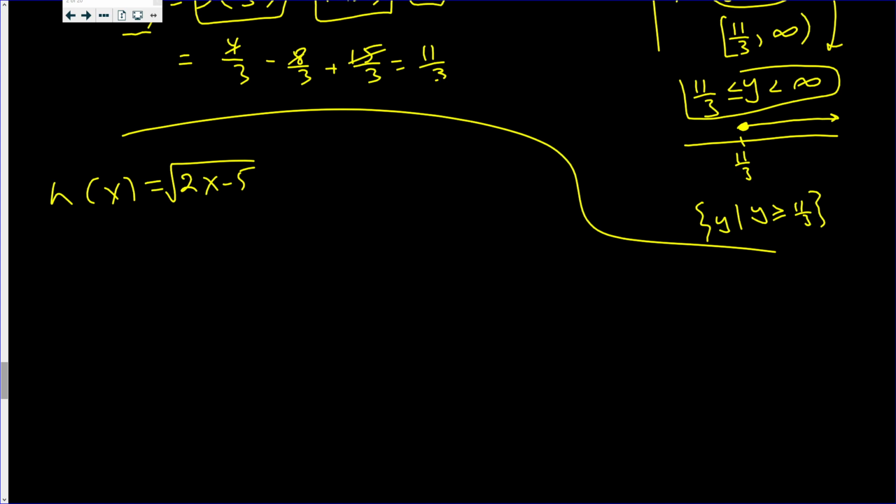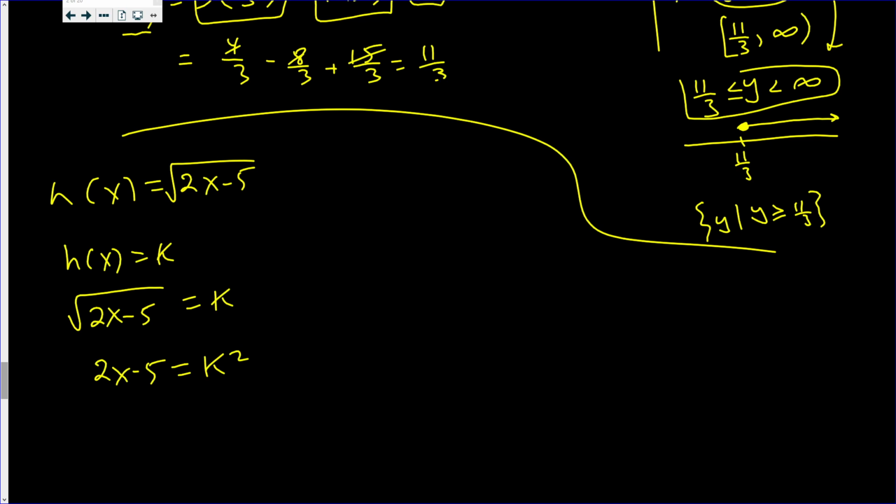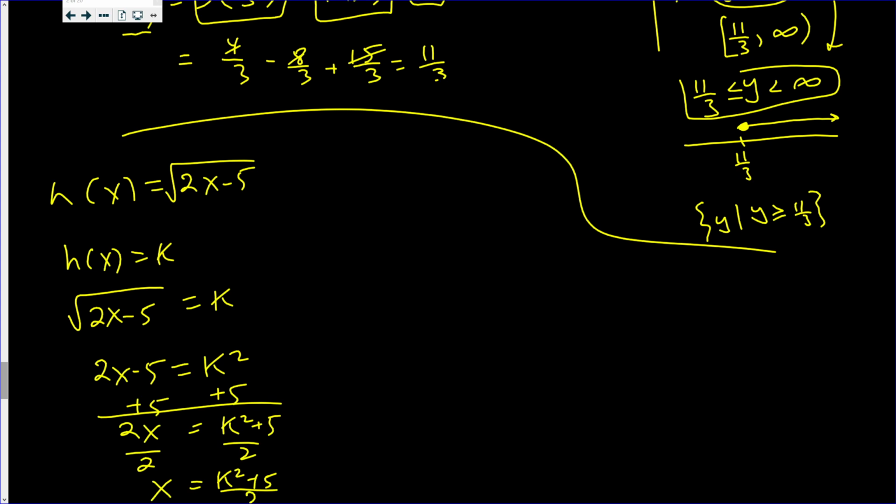Well, I want to know when can h of x equal k? K is some number. That is, I want to know when this equals k. So I square both sides. 2x minus 5 is equal to k squared. I add 5 to both sides. I get that 2x is k squared plus 5. I divide by 2, and I get x is equal to (k squared plus 5) over 2.